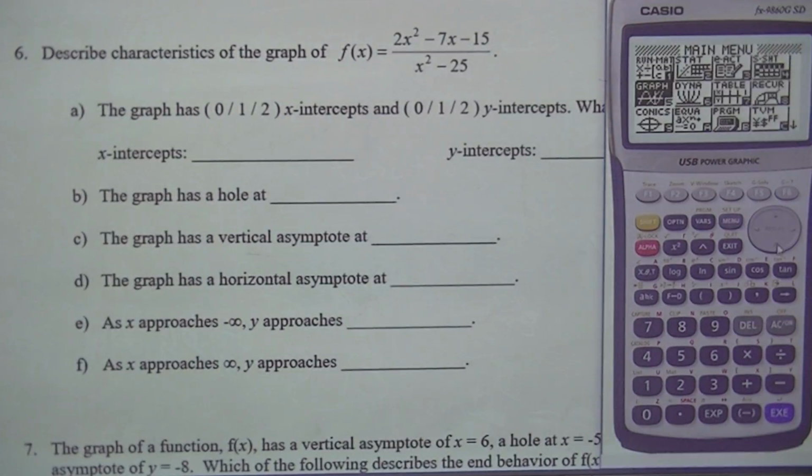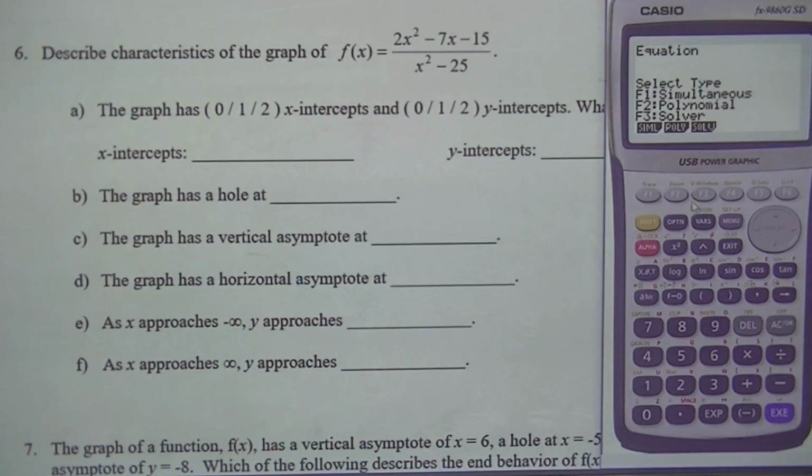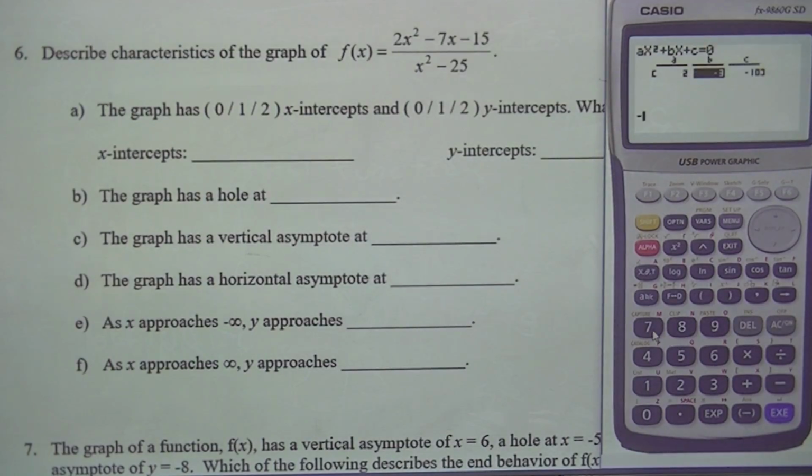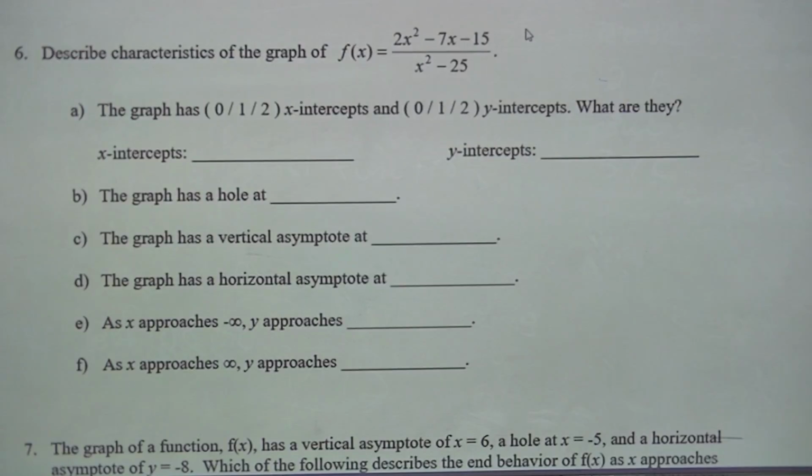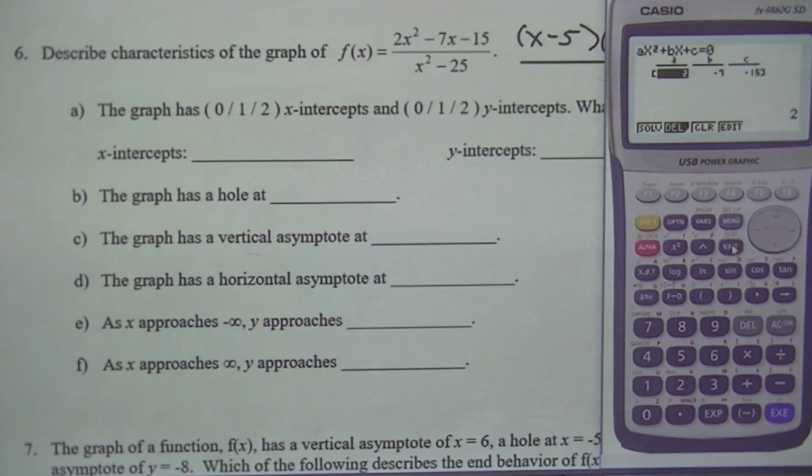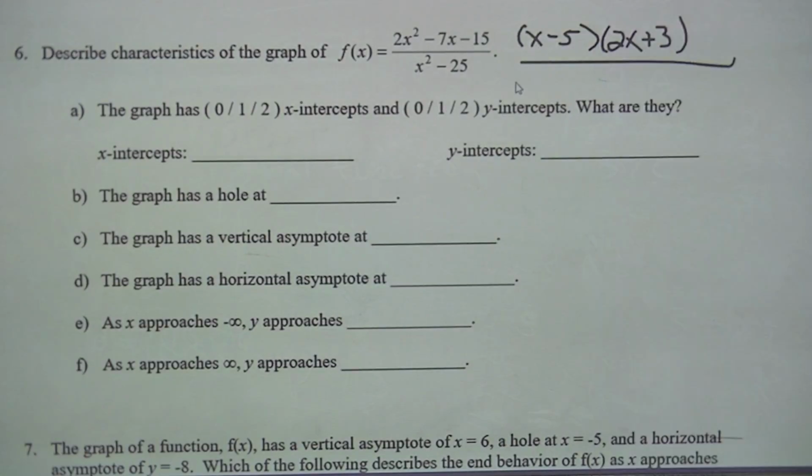So I'm going to go to menu, and I'm going to go to equa. Polynomial degree 2: that's 2, that's -7, that's -15. So that's going to be x minus 5 and 2x plus 3. The bottom one, I'm going to factor 1, 0, -25: x minus 5, x plus 5.